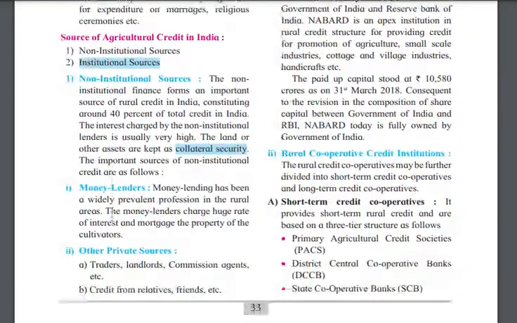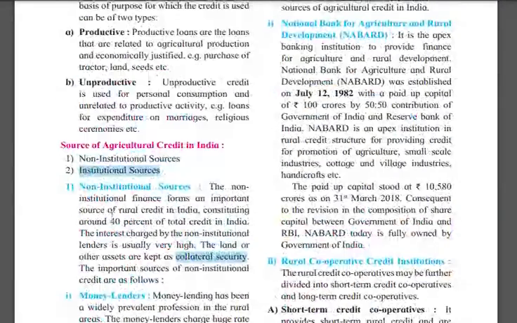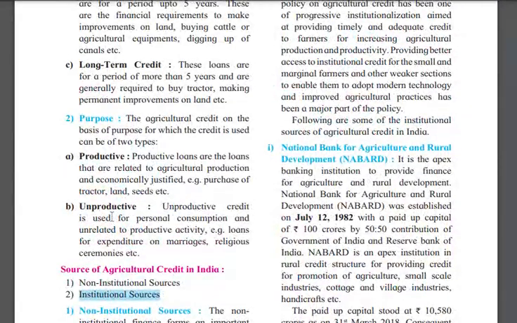purpose. The agriculture credit on the basis of the purpose for which the credit is used can be of two types. So agriculture credit, given to the people who are living in rural areas, depends on two types: the productive and unproductive. Productive loans are the loans that are related to agricultural production and economically justified.